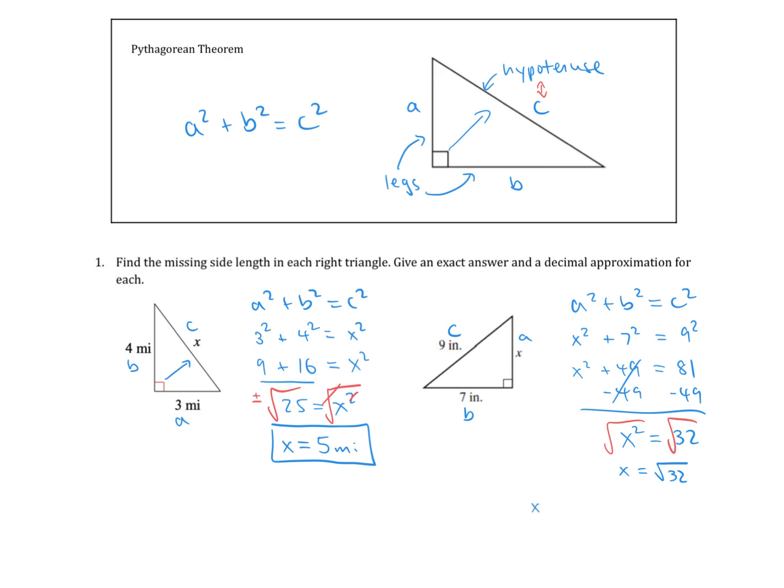So if you plug this into your calculator, you get X is about 5.6568542, and those digits go on and on forever, so we have to round it. I'm going to round to 2 decimal places, to the hundredths place. And so I would get X is, and I use a squiggly equal sign, which means approximately equal to 5.66 inches.